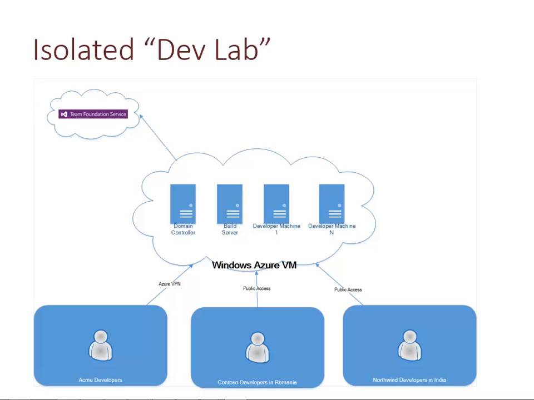And as you can see here in the middle, we've got, represented by the cloud, some Windows Azure virtual machines, and this is really what I'm referring to as the dev lab. In this lab we've got a domain controller, a build server and n number of developer machines, and what that means is that you can see in the fictitious scenario at the bottom here, we've got Acme, who is our company, Contoso, who's one of our delivery partners based in Romania, and Northwind, who are again one of our delivery partners but based in India.